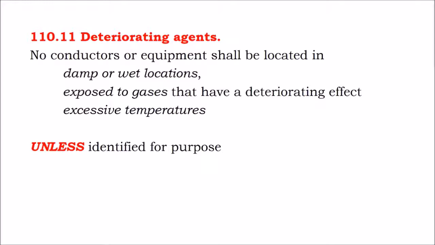Now, solar arrays and rooftops undergo extreme temperatures in addition to a wet location. And some solar arrays are exposed to gases. Flooded lead acid batteries, and generally any kind of batteries that require watering and regular maintenance, will emit gas that has a deteriorating effect on metal.